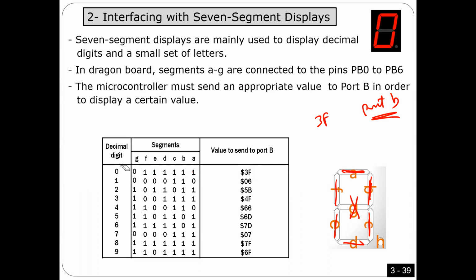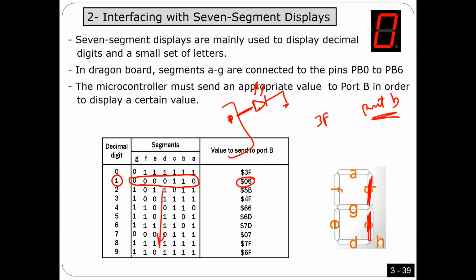Same thing for number 1, as you see here, guys. All of them are off, 0 means off. Every pin has a segment connected to it. If I put 0 in the pin, I turn it off. If I put 1, I turn it on. Is that okay? So if you want to make number 1, C and B should be on, and everyone else should be off. That's why the code is 06.